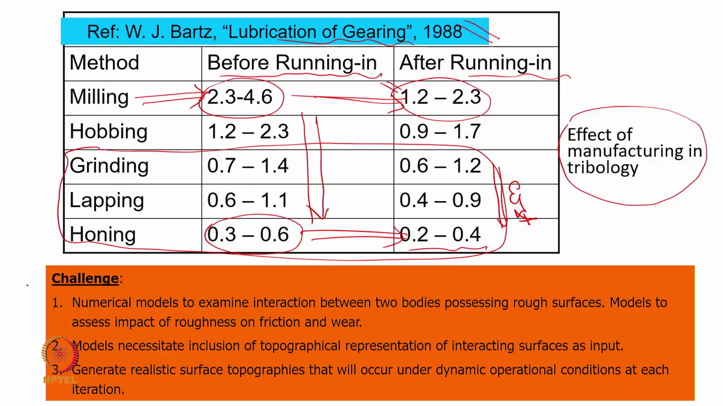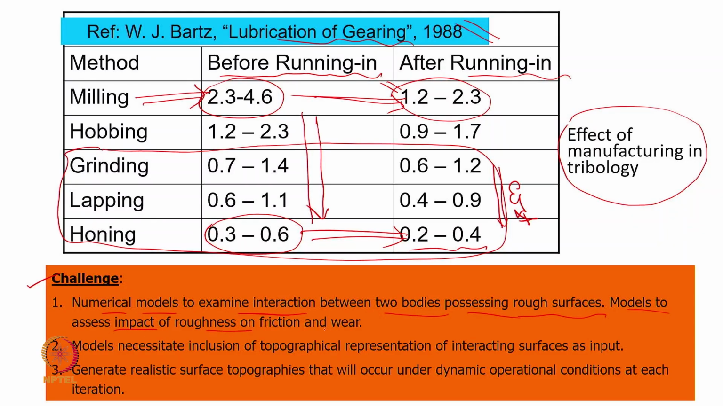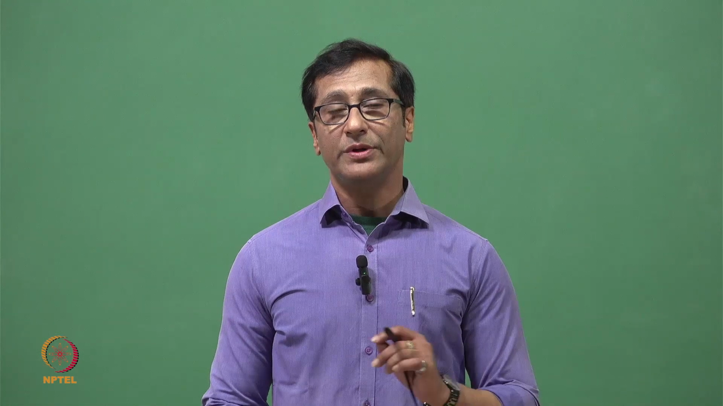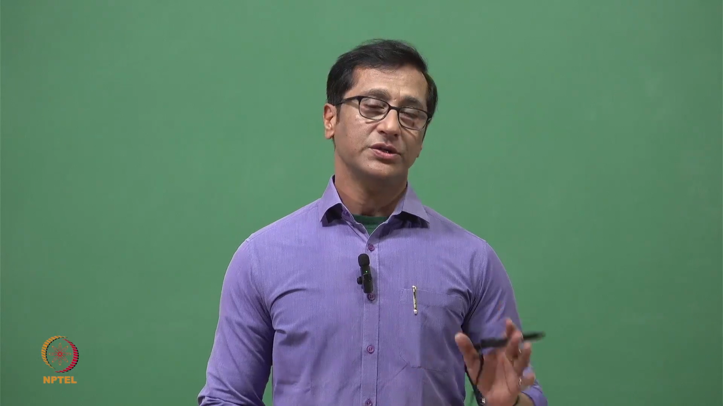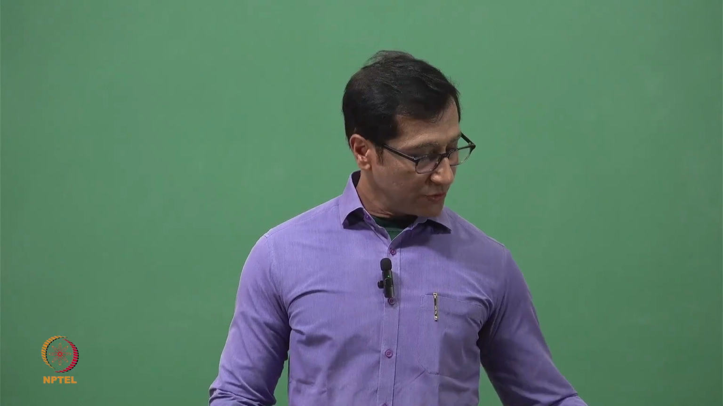So what are the challenges in this situation? We can say a numerical model to examine the interaction between two bodies possessing rough surfaces, and almost every surface is a rough surface, and we need to really see how we go ahead. Then, models to assess the impact of roughness on friction and wear. So first is the modeling, and then what will be the impact on friction and wear. So we really require sophisticated models for this purpose.